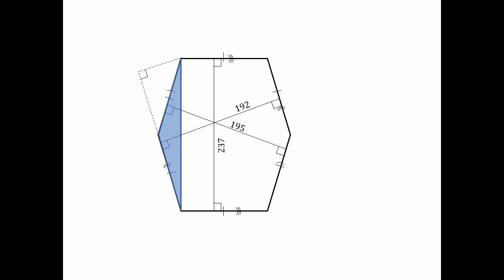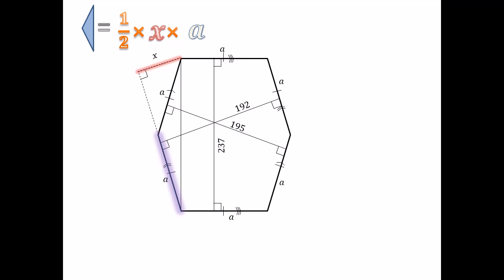Now next, let's assume the side of the hexagon is BA. Then all sides become A, because it is given that all sides are equal. So the magnitude of all sides of the hexagon is A. Now assuming this line as X, the area of this blue shaded triangle is half of X into A.